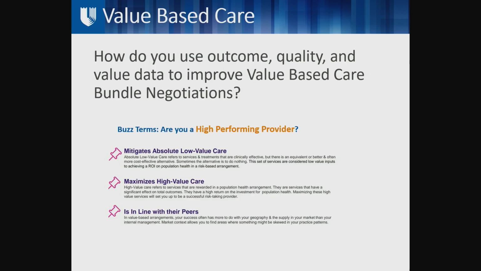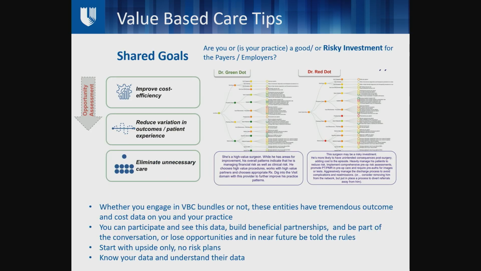Obviously, we'll all say yes, but we're being judged externally on whether we are high-performing. You can see we have to have high-value care, maximize opportunities there. We have to benchmark. You can look on the left, and it shows shared goals: improving efficiency, reducing variability, eliminating unnecessary care. You can see how different companies rate us, with different models, but there's Dr. Red Dot, Dr. Green Dot. Which one are you? We're being judged, we're being followed.